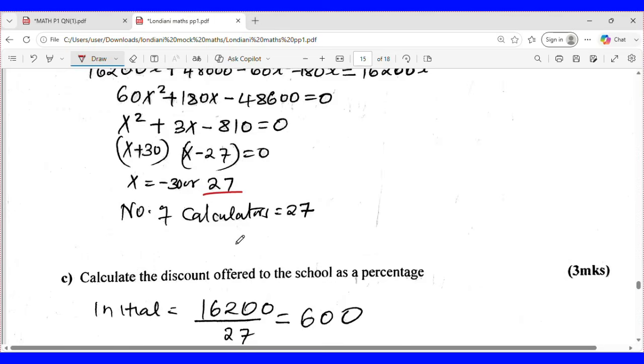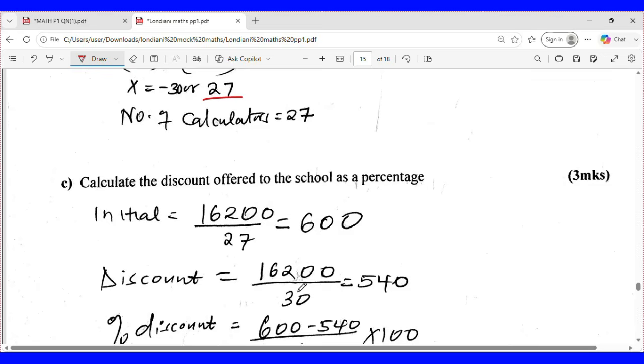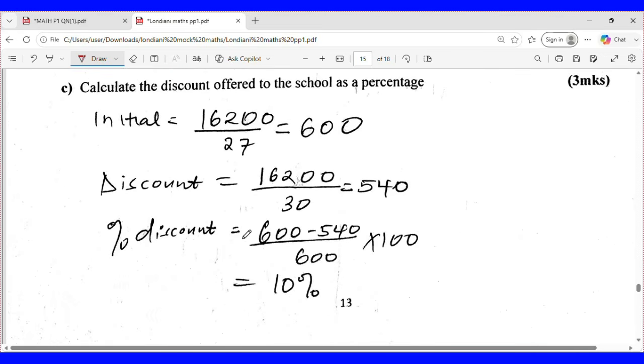Calculate the discount offered on the calculator as a percentage. Initial, it is this, that is 600. Discounted, it is 540. Then 600 minus 540, over that, you find it is 10%.